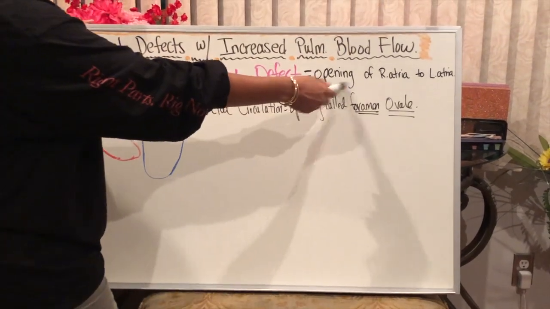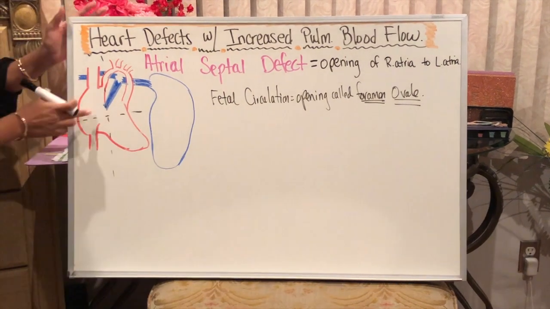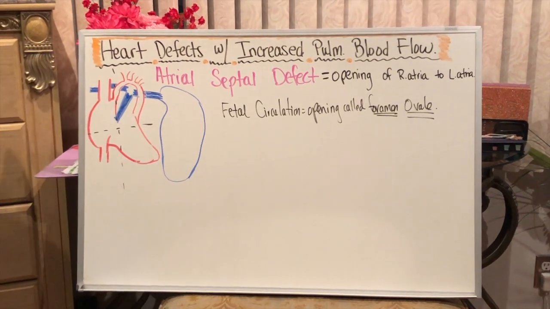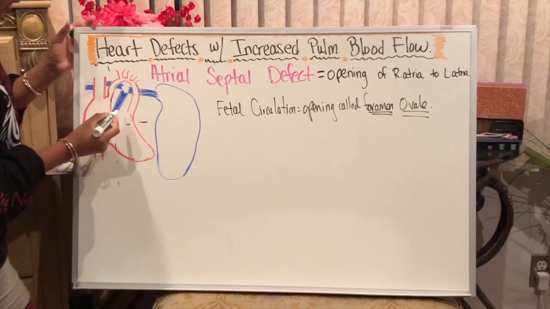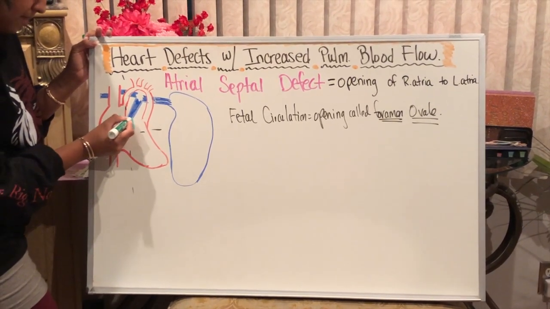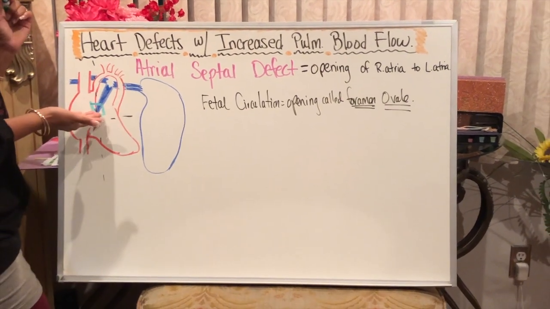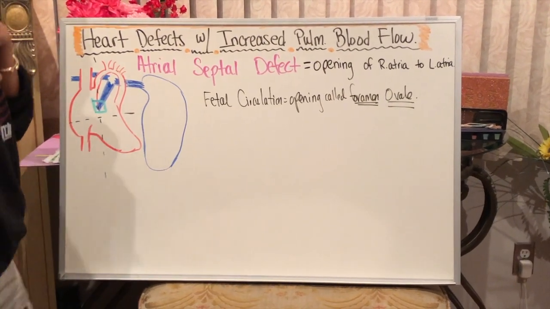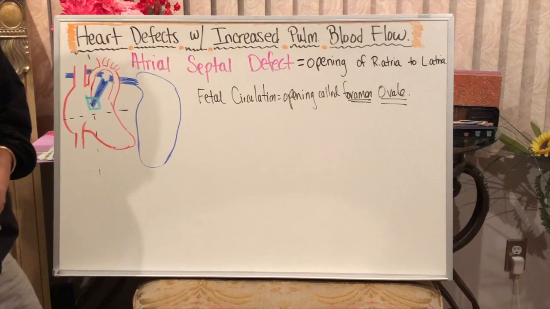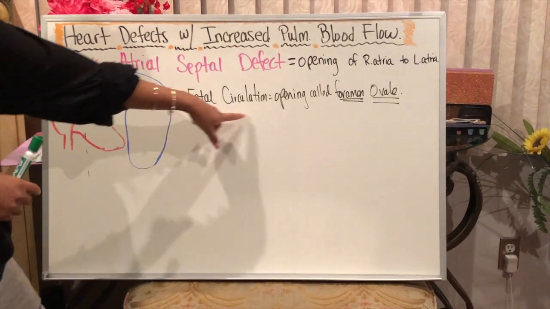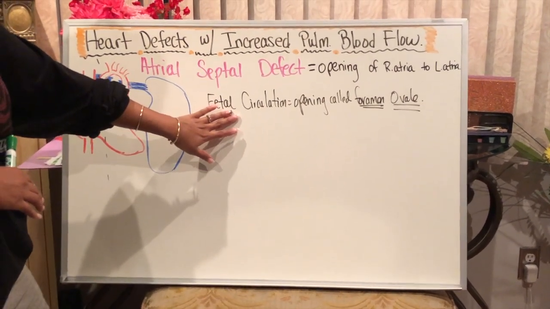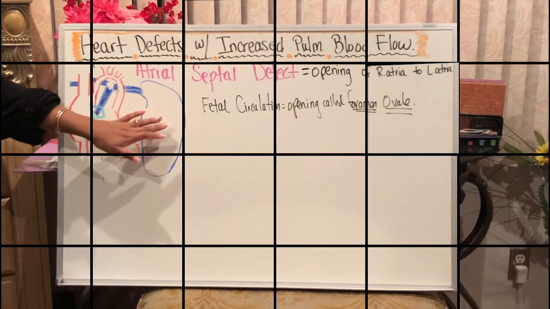That is an opening from the right atrium to the left atrium. I'm going to put it in green. That opening is right around here. So what is wrong with having an opening there? I'll tell you why in a minute. There was always an opening here in a fetus in mommy's womb when mommy was pregnant, and the opening was called a foramen ovale. Now, when the foramen ovale doesn't close, it's called atrial septal defect.